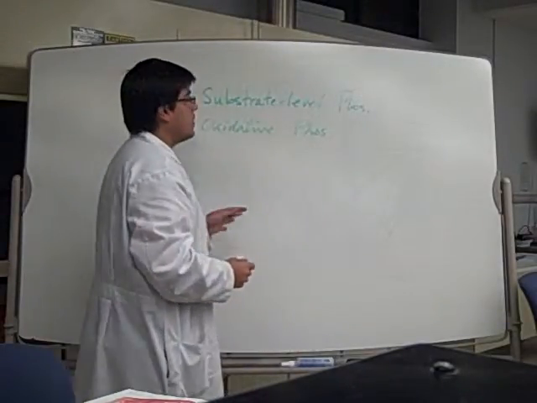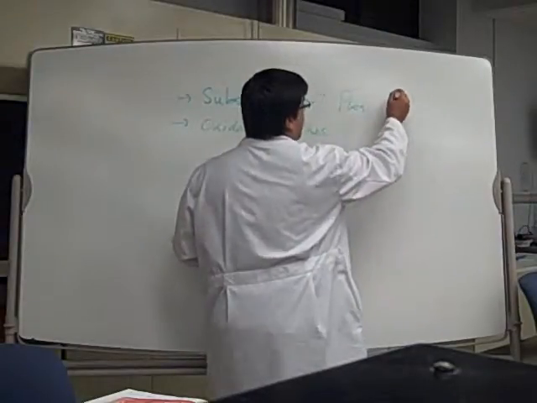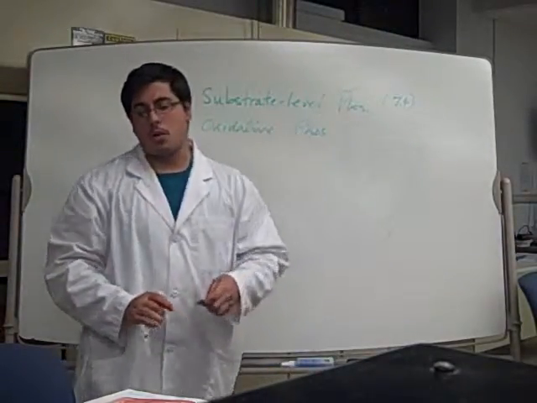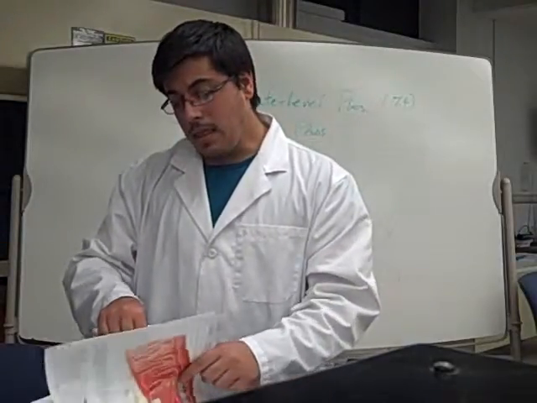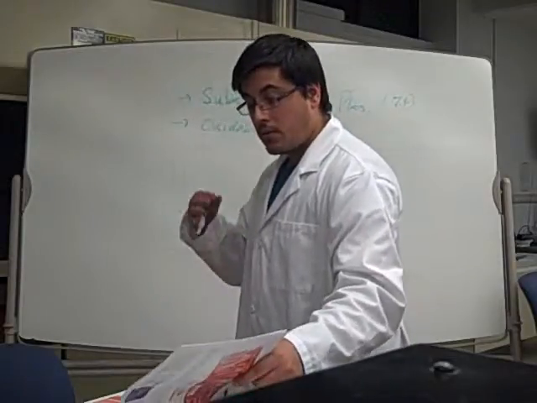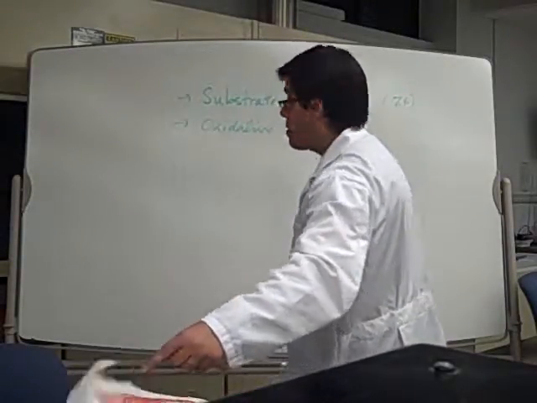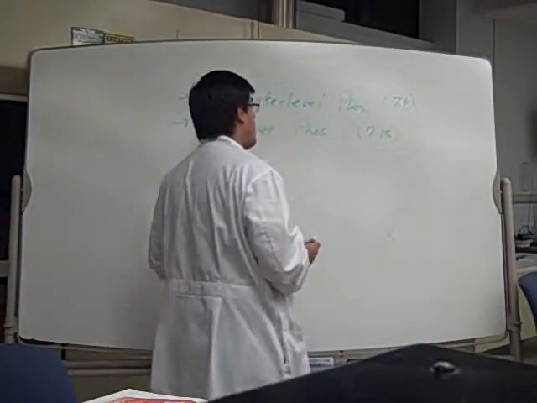Okay. Substrate level phosphorylation you can see in figure 7.4, while oxidative phosphorylation involves the use of ATP synthase, and you can see the actual membrane protein in figure 7.15. Okay.